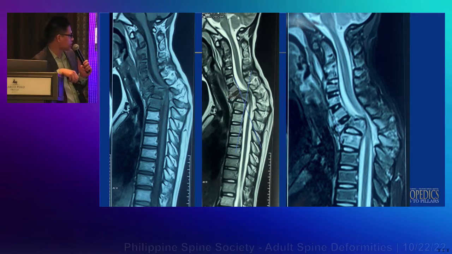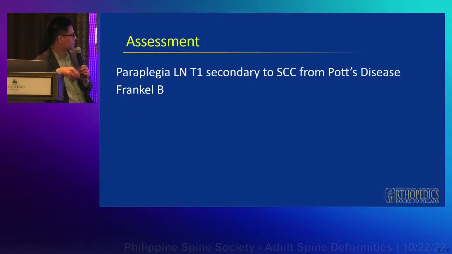And studying the MRI, we can actually see signal changes here at the level of C6 and C7. This is the T1 vertebral body. The intervertebral disc is relatively spared, and we see a peridiscal presentation at the level of C6 to T1. And we have compression at the spinal cord.